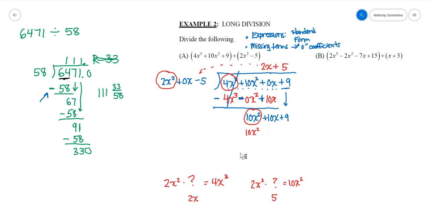5 times 0x is 0x still. 5 times negative 5 is a minus 25. I would subtract. Again, when I subtract, it has to be distributed, so that's going to become a minus. This is going to become a minus. This is going to become a plus. These cancel. They should. 10x minus 0x is 10x. 9 plus 25 is 34.